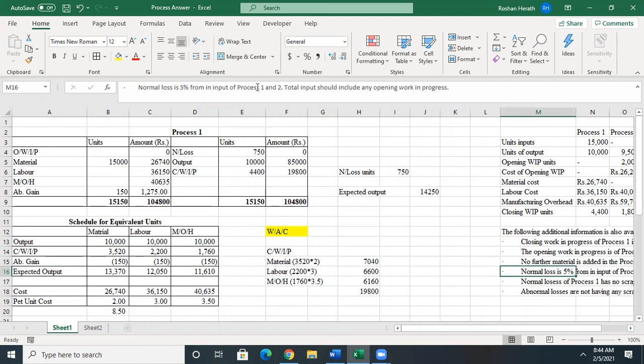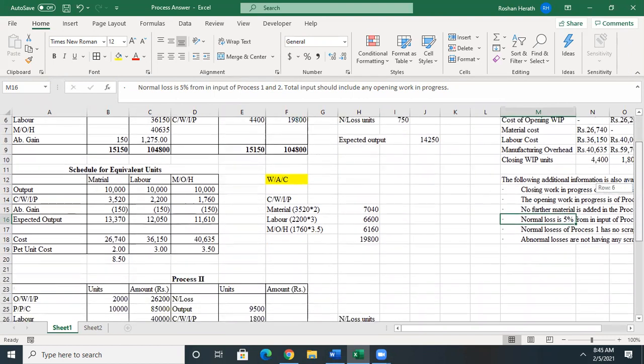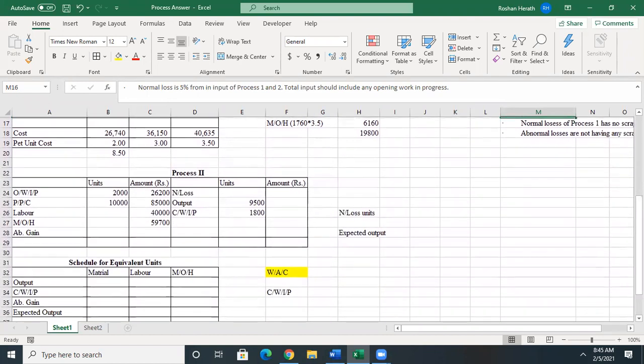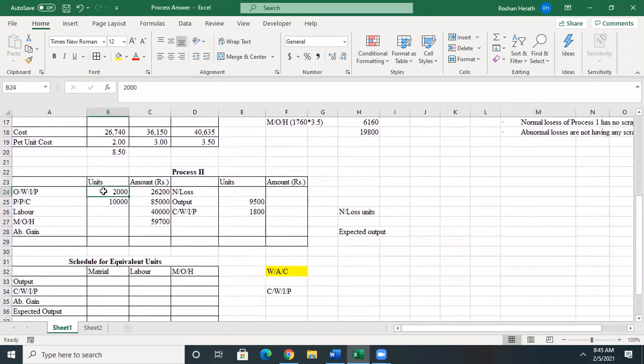When it comes to the input, you need to include any opening WIP as well. Okay. So then you have these 12,000 units. The 12,000 is what you consider for the purpose of computation of normal loss units. So it's 600 units. You took it.